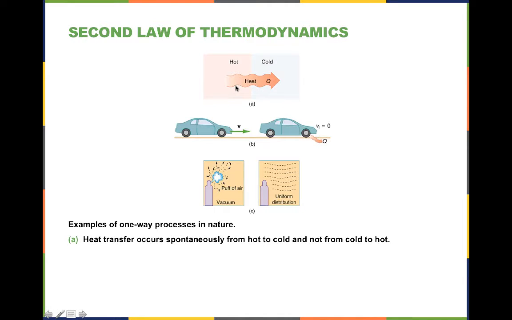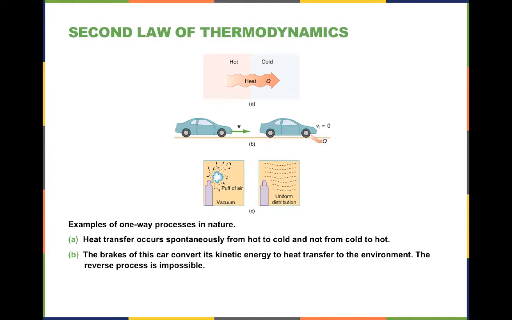First of all, A is the first example. Heat transfer occurs spontaneously from hot to cold. It never occurs the other way around, where a warm object separates into two objects, one of which is hot and one of which is cold. The second one is if you are traveling and you convert kinetic energy into thermal energy by putting on the brakes, you cannot go the other way around. That is, take heat energy from the brakes and convert that into kinetic energy.